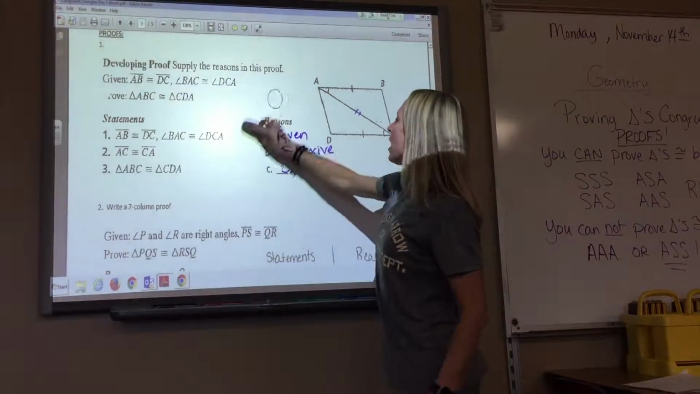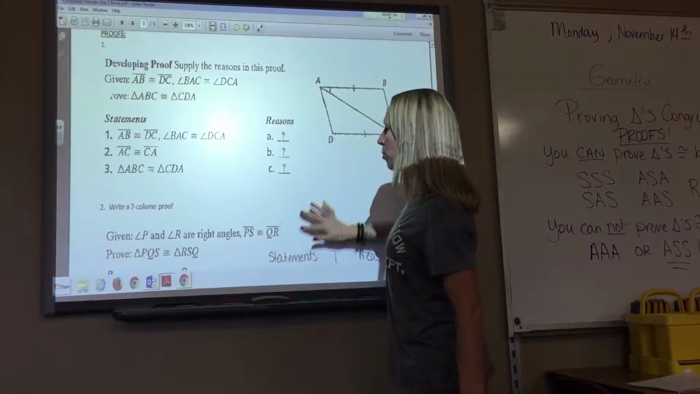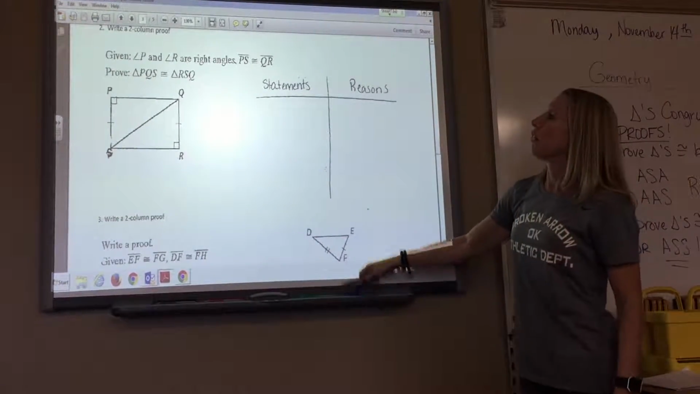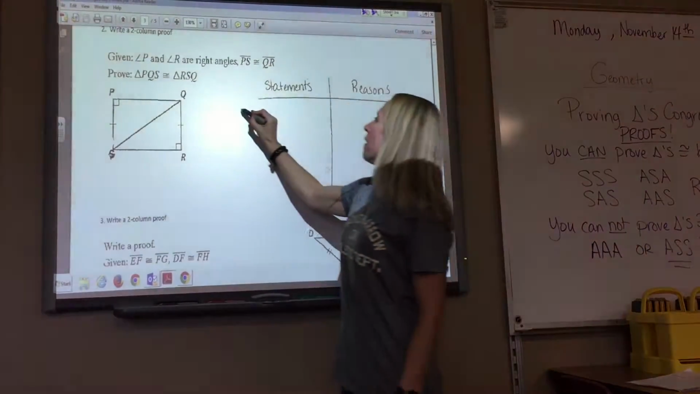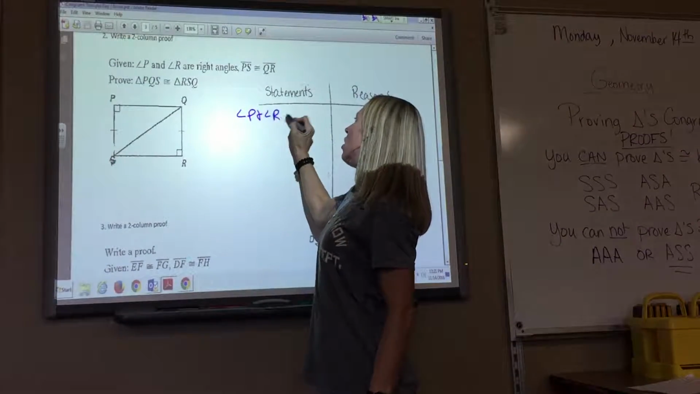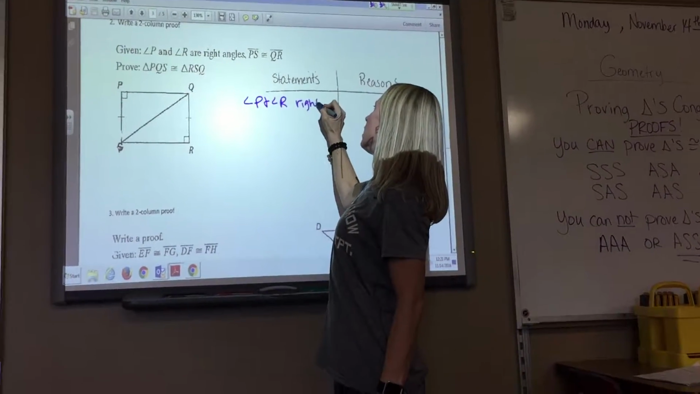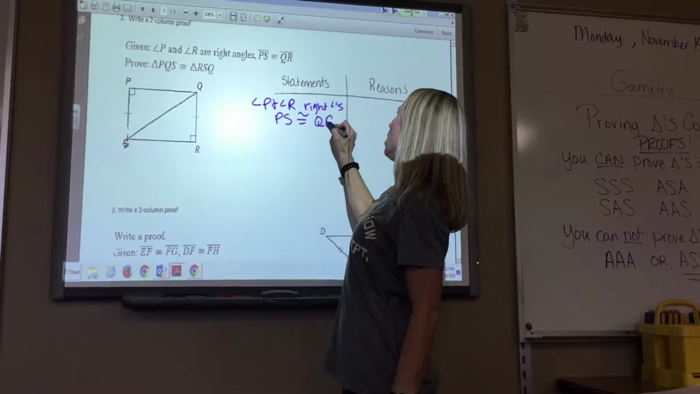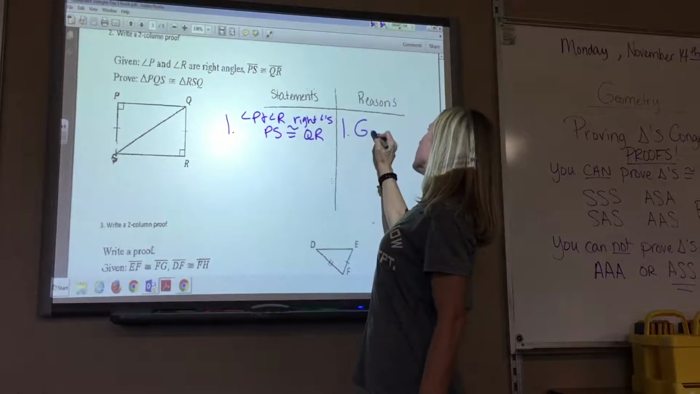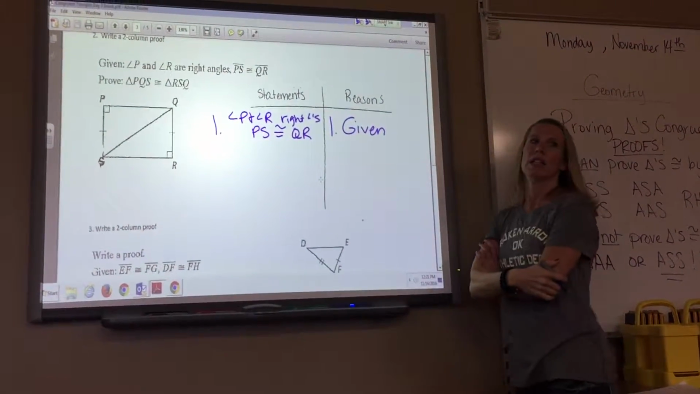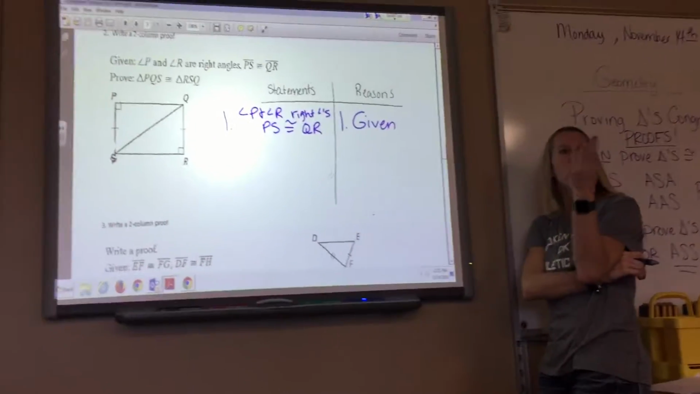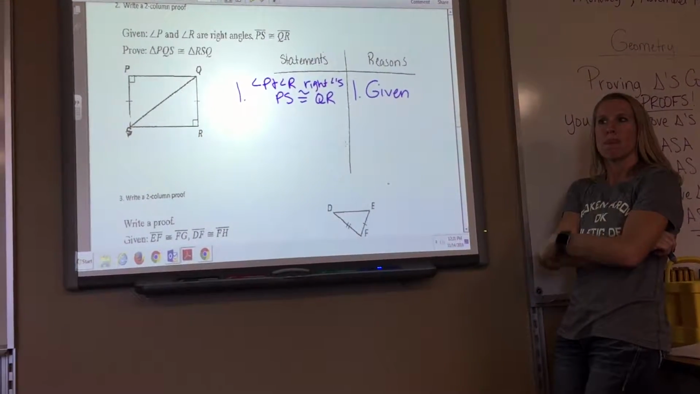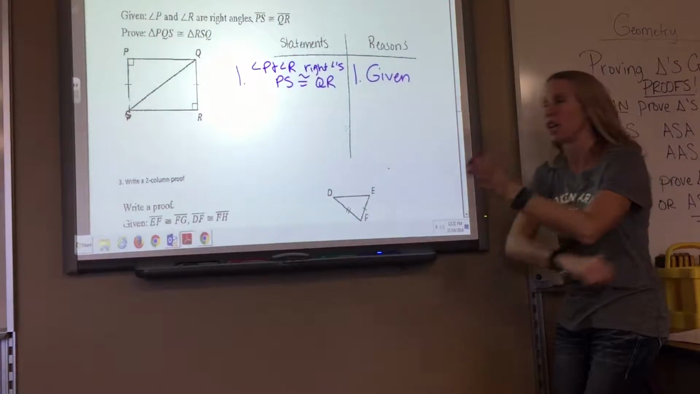So when you have to write a whole proof on your own, where are you going to start? Given. So I would start with my given here. Angle P and angle R, right? PS congruent to QR. And I would say given. Step 2 is either going to be vertical angles or reflexive property. What do you think it'd be on this one? Reflexive, because they share a side.